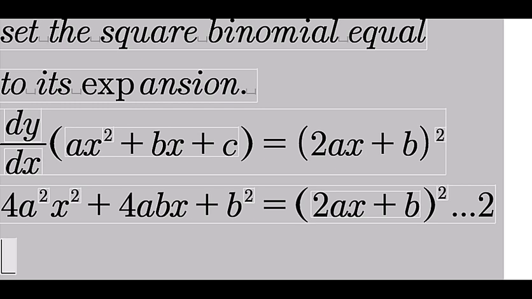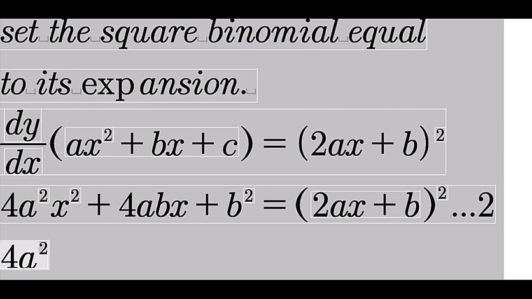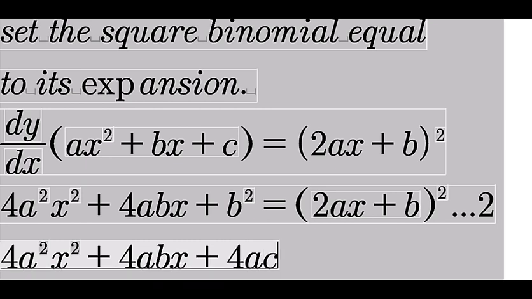So, let us bring down the first linear equation which we created. It is 4a squared x squared plus 4abx plus 4ac equal to 0. That is our first equation.